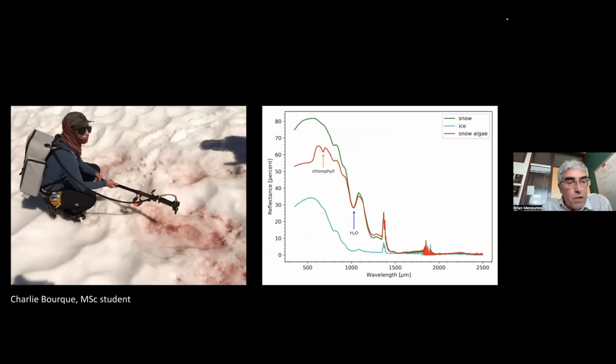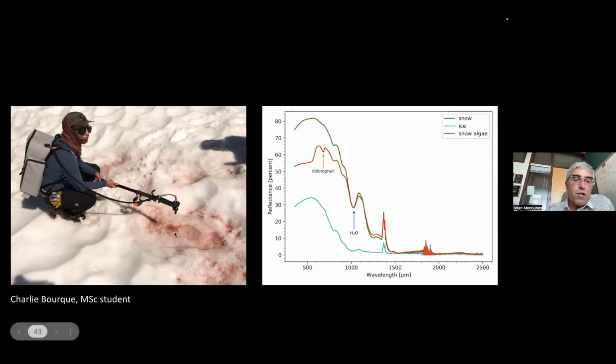This is one of my current master's students, Charlie. We were out on a glacier last summer, and she's got what's called a field spectrometer. This is imaging light in both the visible and near infrared in hundreds of channels. That's what these traces are on the right. And you can see this red, it almost looks like a murder scene. It's not, it is just snow algae.